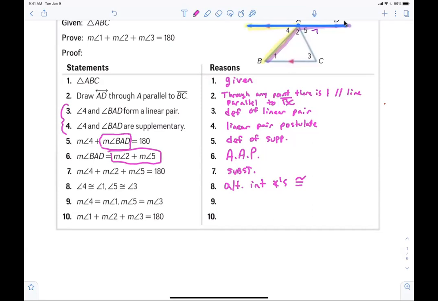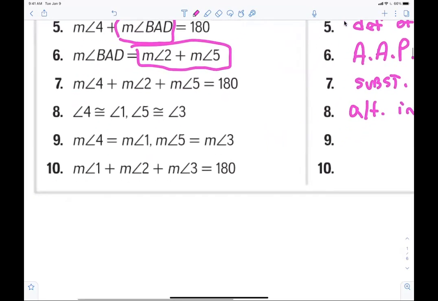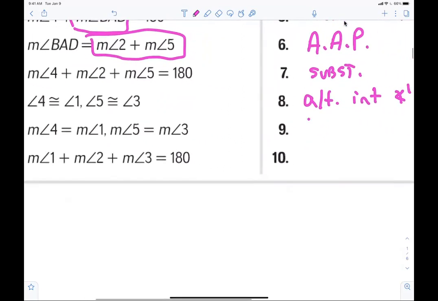All right, now number 9, what are we saying? Come on, someone tell me about number 9. Good job. Definition of congruent. Thank you so much. Definition of congruent.